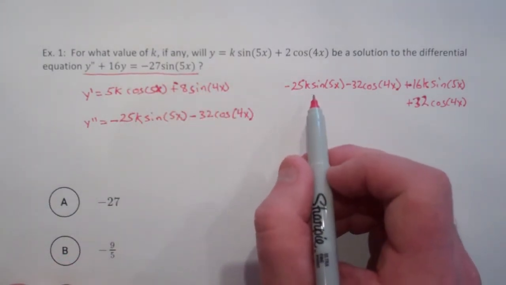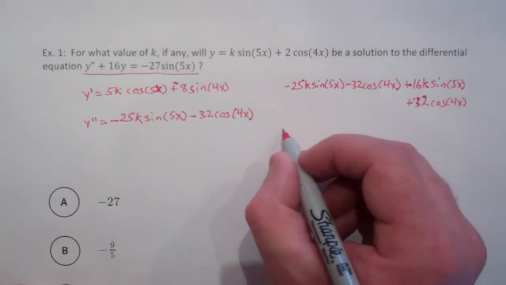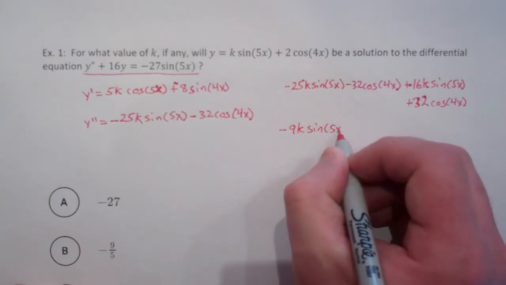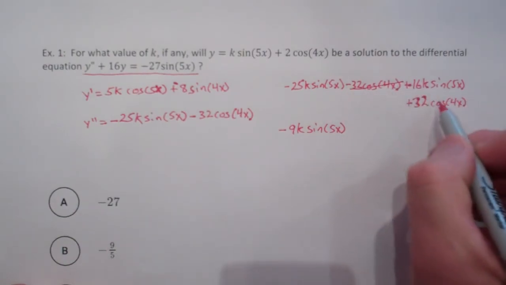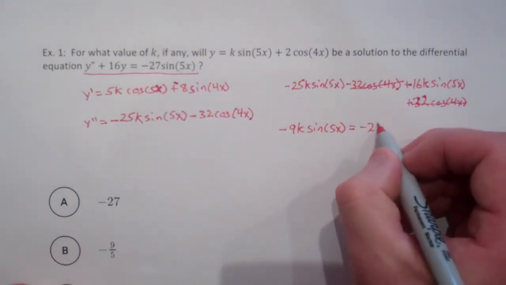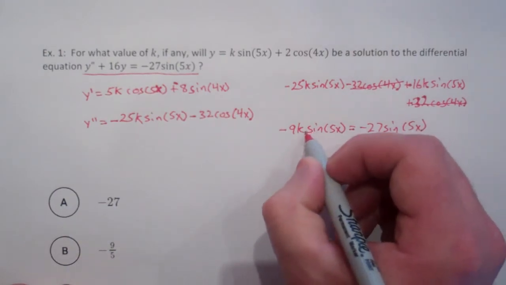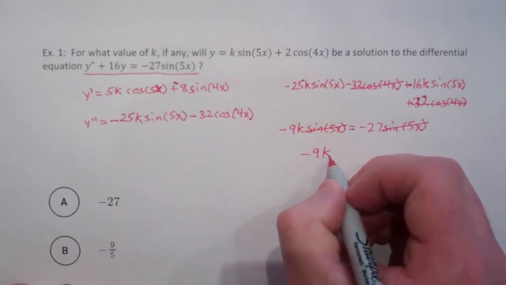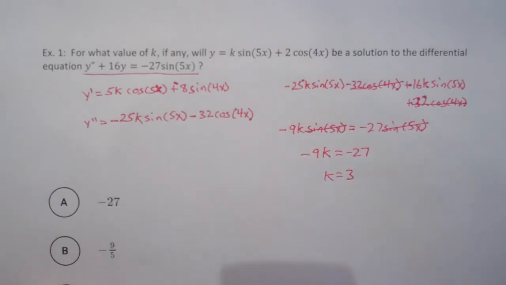So let's combine some terms. Here I have negative 25k plus 16k, which is negative 9k, and that's the coefficient of the sine of 5x. And I have negative 32 cosine of 4x, which cancels with this one. And remember that that needs to be equal to negative 27 times the sine of 5x. So the sine of 5x's will cancel if we divide each side, and I wind up with negative 9k is equal to negative 27, so k will be 3.